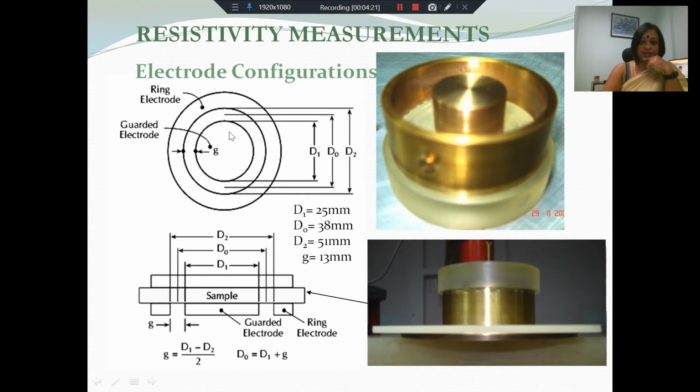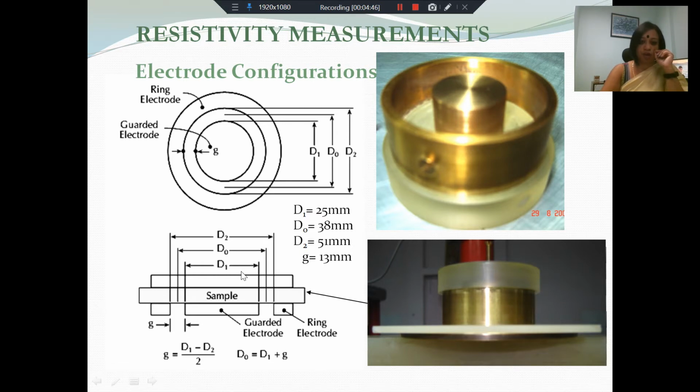Let us look at this 3 electrode configuration. We have a ring electrode which is used. The ring electrode sits outside a central electrode. So this is the guarded electrode, and the ring electrode outside is the guard electrode. These 2 electrodes are on one side of the sample. On the other side, you have a simple cylindrical sample.